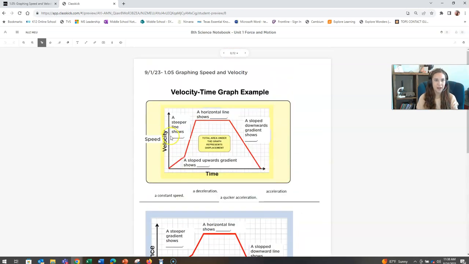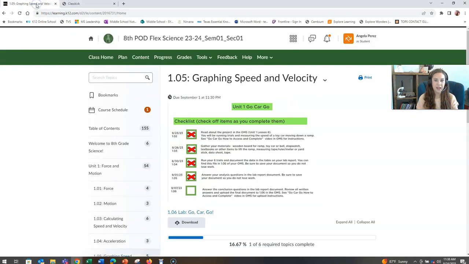Okay, before you're finished for today, make sure that you're staying on top of your GoCarGo lab that's coming up in just a few days. Today, if you're staying on time, you should be answering those analysis questions in the lab report document, okay? Because you're turning it in just next week.